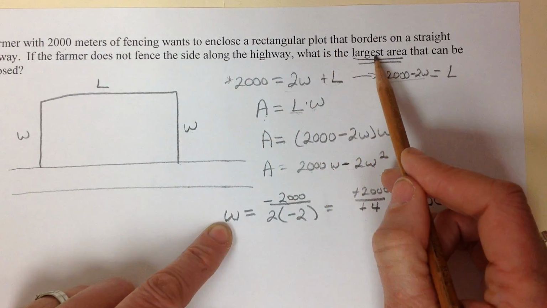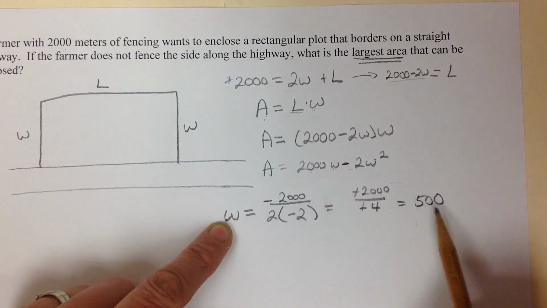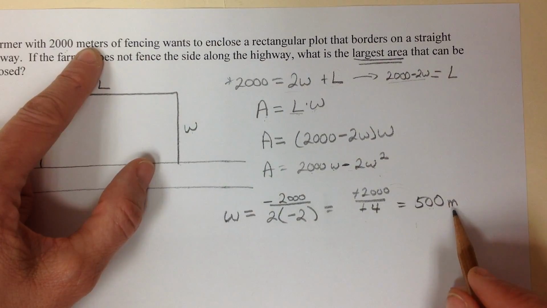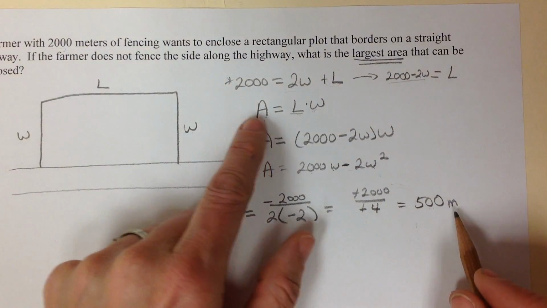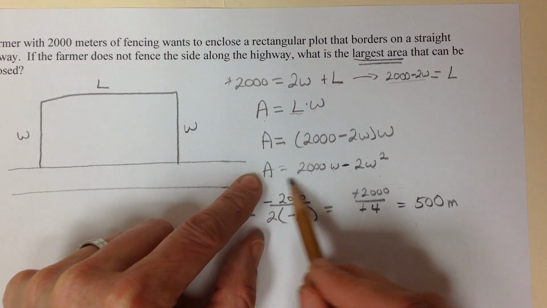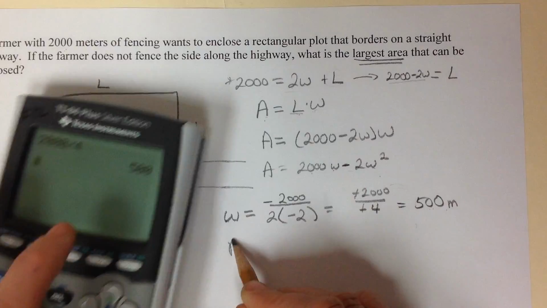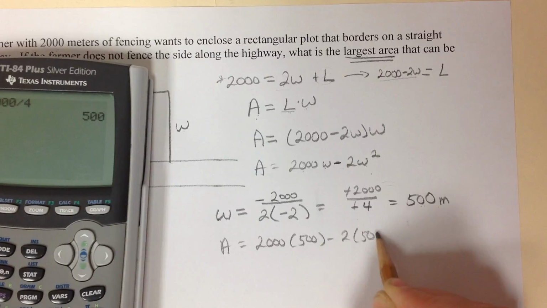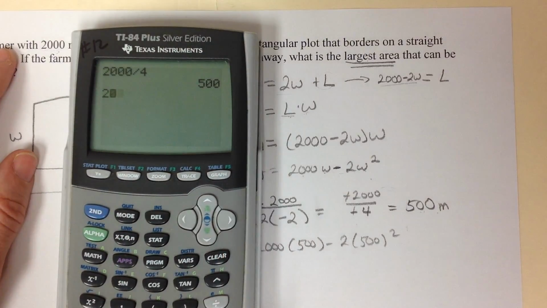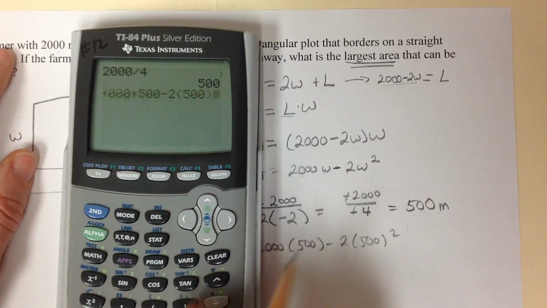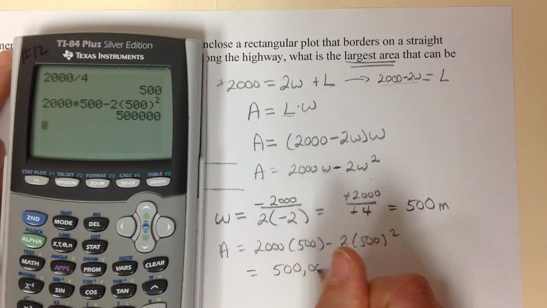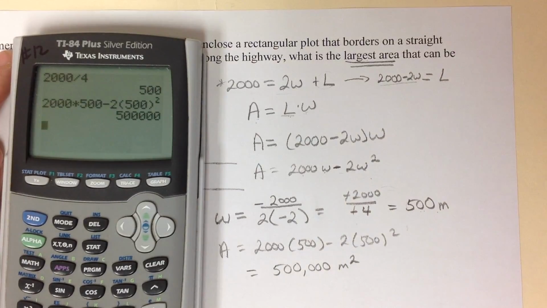I'm asked to find the largest area. So I've found one dimension. I'm in meters, so this is 500 meters. How do I get the area? Well, I've got a few things I can do here. I already have a formula for area in terms of W, so I could just plug that in. So 2,000 times 500 minus 2 times 500 squared. I think this is going to be a pretty big number. Make sure you only square the 500, don't square the 2. This comes out to be, looks like 500,000, and this would be in square meters.